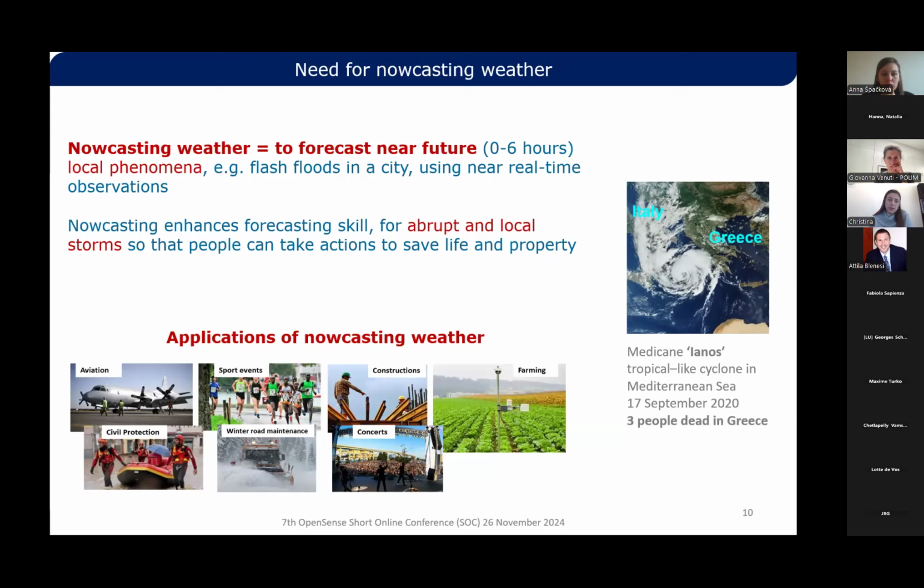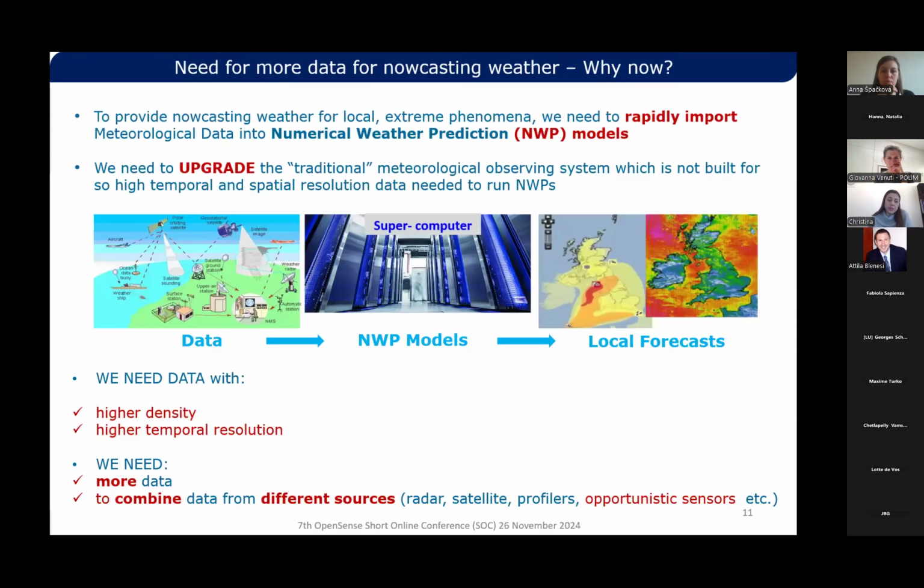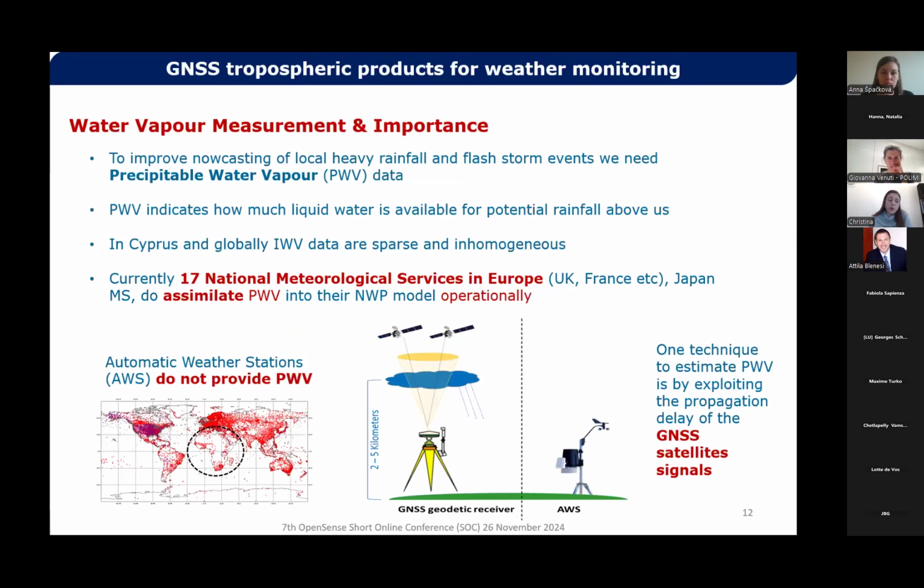So as it was obvious from Giovanna's presentation and these extreme events, there is a need to improve nowcasting of weather. We need to improve the traditional forecasting systems and combine ground and space data, satellite data, and also opportunistic sensor data with higher density and higher spatial resolution. One example is precipitable water vapor, which is currently assimilated operationally by approximately 17 national meteorological services in Europe.